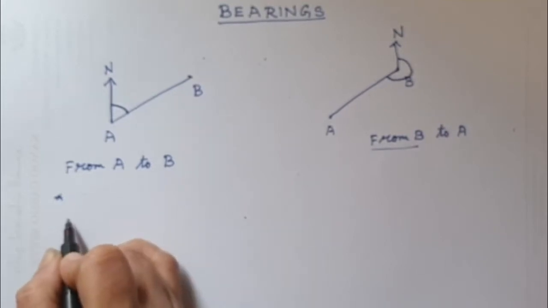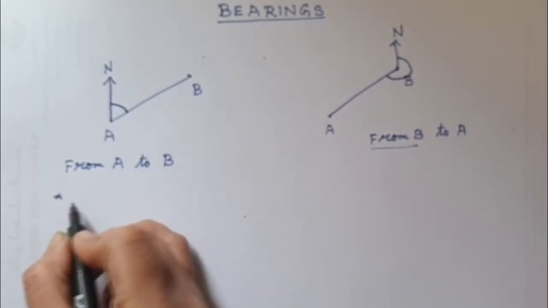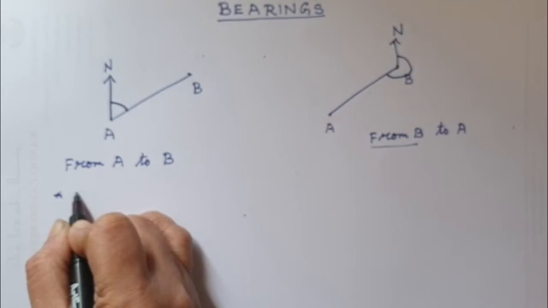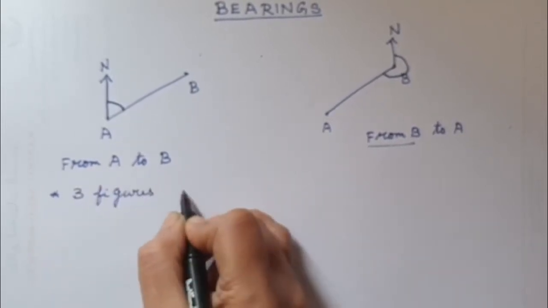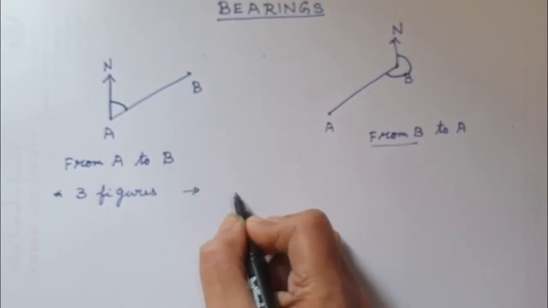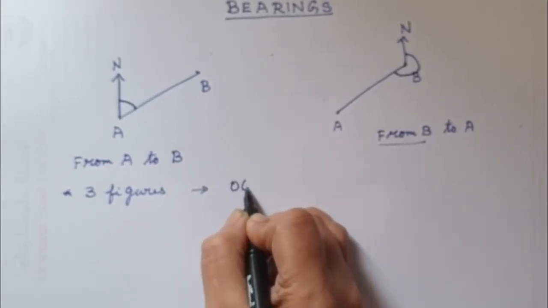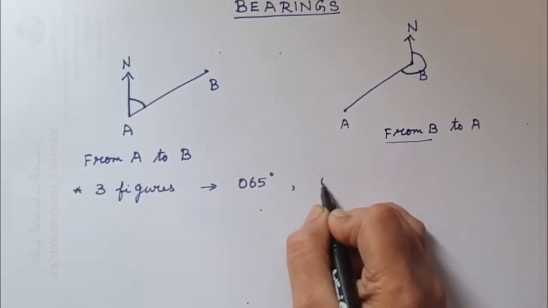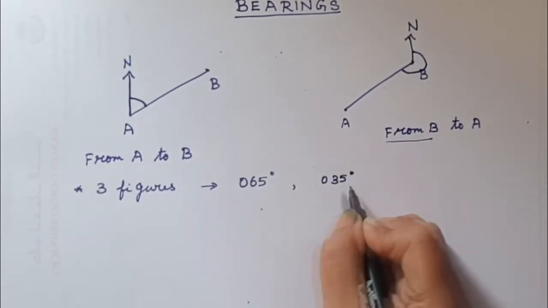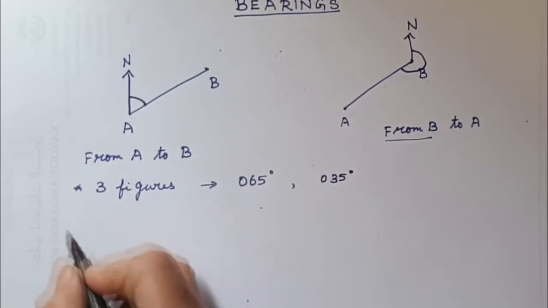Three things which we need to keep in mind: we write bearing as a 3-figure number. That means if you want to write a measure of 65 degrees, we write it as 065 degrees. In the same way, 35 is written as 035 degrees. Like this, 3-figure numbers need to be written for bearing.